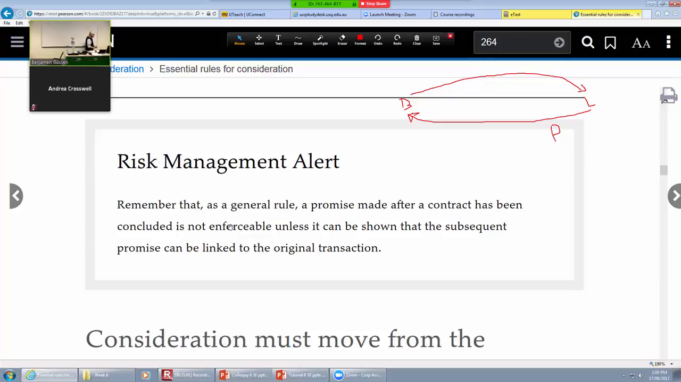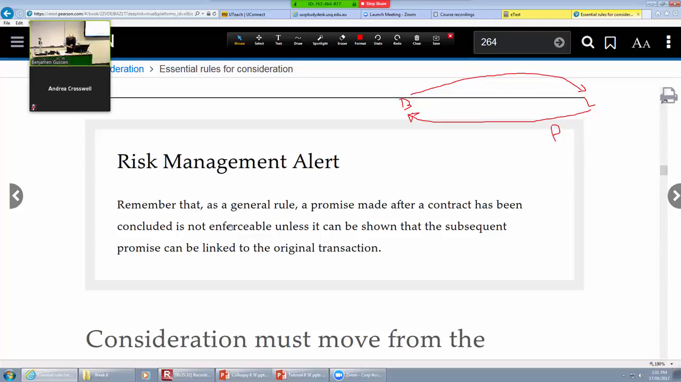So this one, for example, says, remember that as a general rule, if this was my textbook, you'd find that every time they say as a general rule, I highlight this in red, because that's what I want to have in my notes. Because that's the law. A promise made after a contract has been concluded is not enforceable, this is past consideration, unless it can be shown that the subsequent promise can be linked to the original transaction, like the Pao On case. Okay?